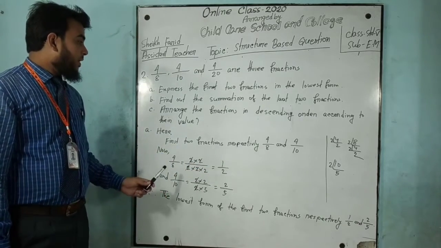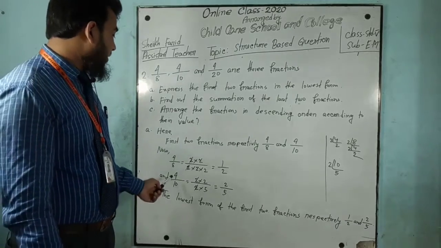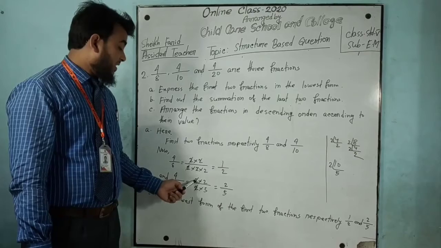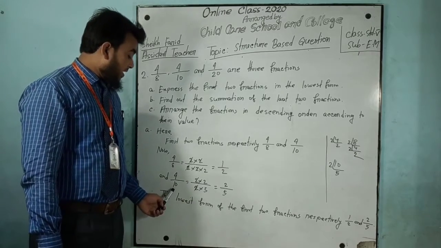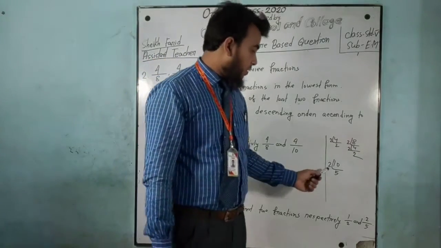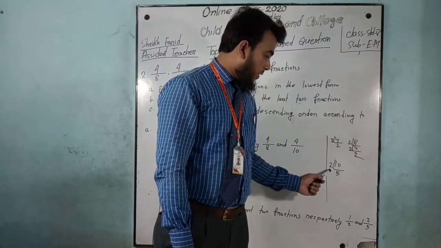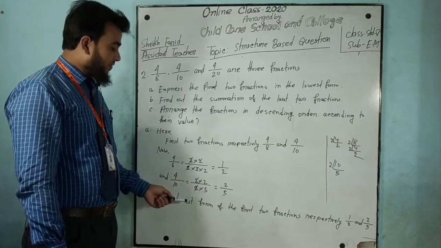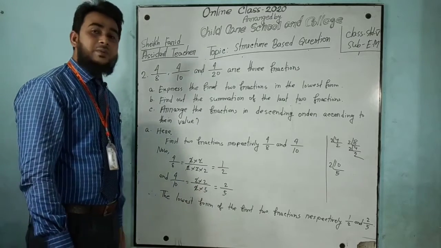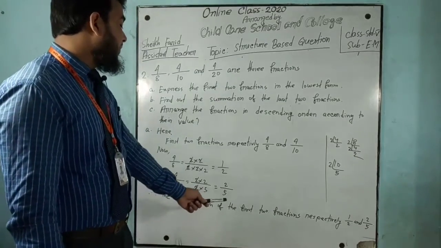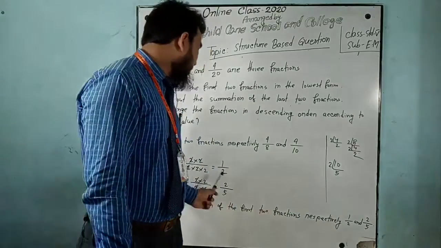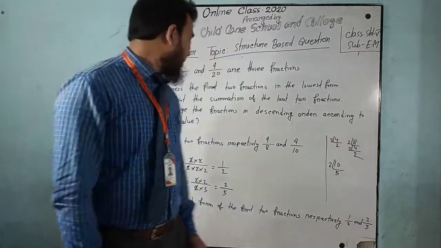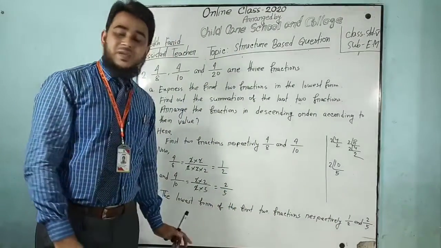Okay, now the next one is 4 by 10. Here we have already found the factors of 4. This is 2 into 2, and here 10. If you find the factors of 10, then it will be 2 into 5. Then after calculation we will get 2 by 5. So the lowest forms of the first two fractions are respectively 1 by 2 and 2 by 5. I think you can easily understand this, and this is very easy.